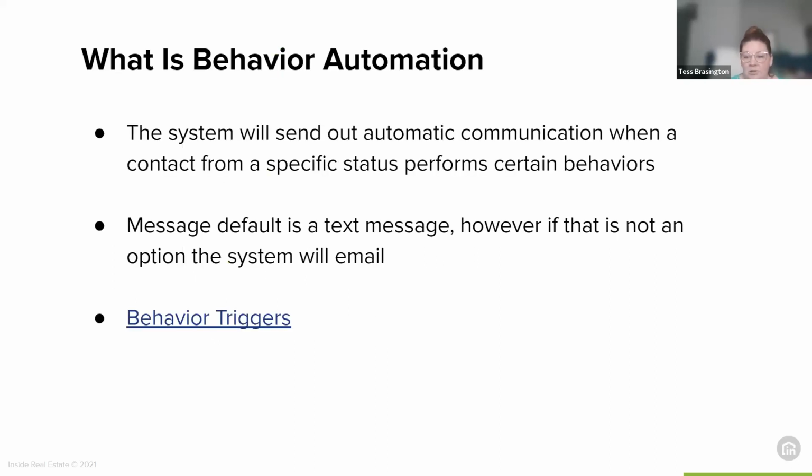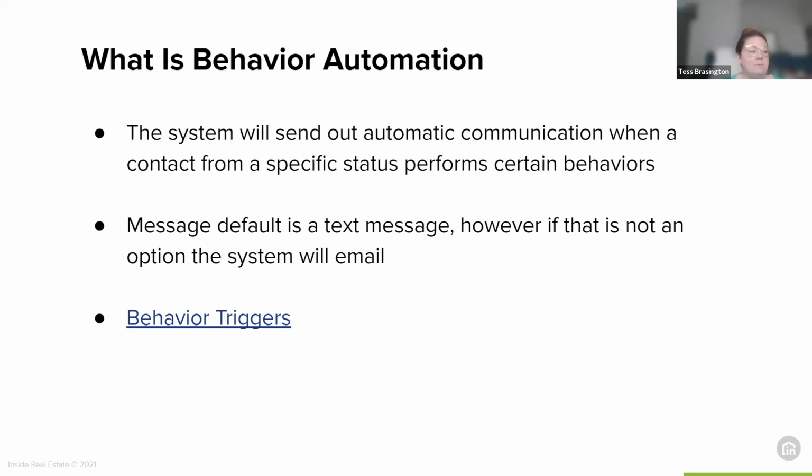So behavior automation, behavior alerts. The system is sending out communication as leads perform certain behaviors. So there will be certain behaviors that trigger texts. Text is the default type of communication, a text message. However, if you have leads in your system who do not use text, maybe they've opted out, maybe it's someone who uses a landline still, the system's going to recognize that, and then it will send out an email instead.